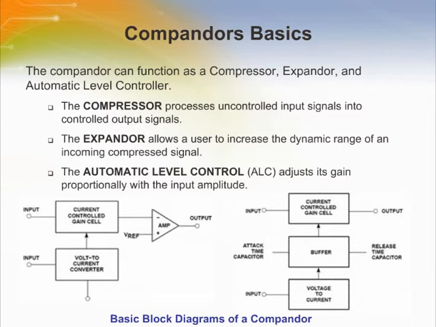The compressor function processes uncontrolled input signals into controlled output signals. This ensures that distortions caused by a narrow dynamic range medium, such as telephone lines, magnetic tapes, RF and satellite transmissions, are avoided. The expander function allows the user to increase the dynamic range of an incoming compressed signal, such as radio broadcasts.